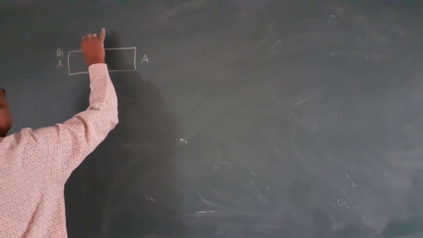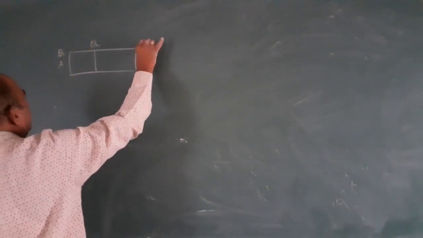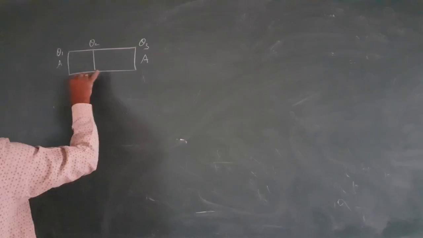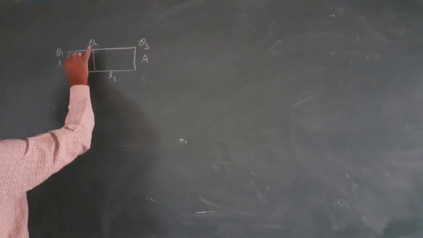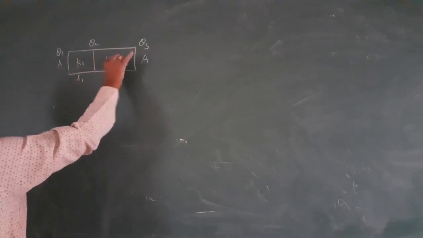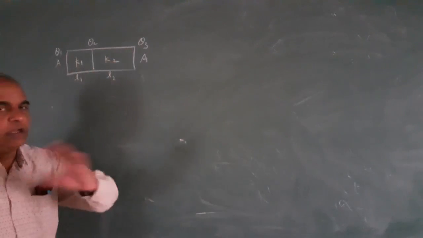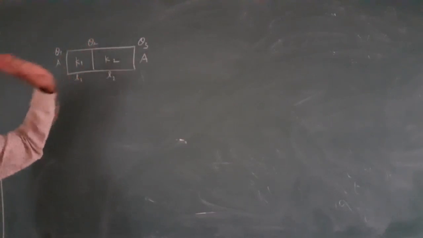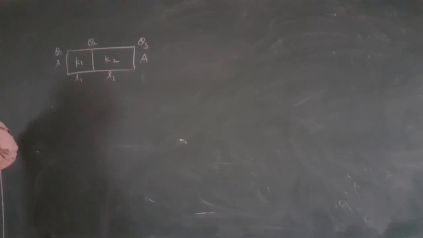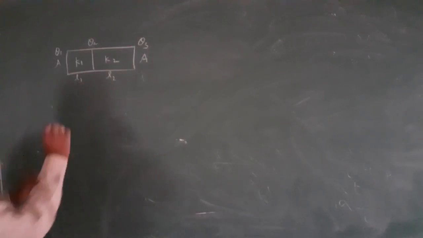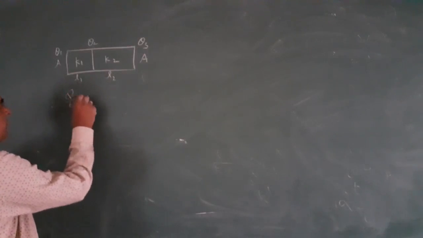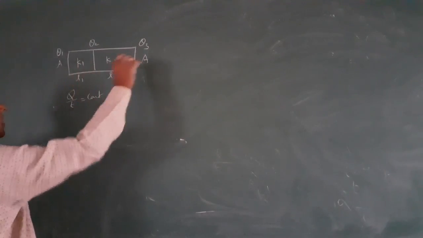Theta 1, theta 2, theta 3, and thickness L1 and L2. Area same. Coefficient of thermal conductivity is K1, K2, different coefficients of thermal conductivity. Temperatures at the ends are constant. That means steady state. In the steady state, Q by t is constant. Then you can write the formula.